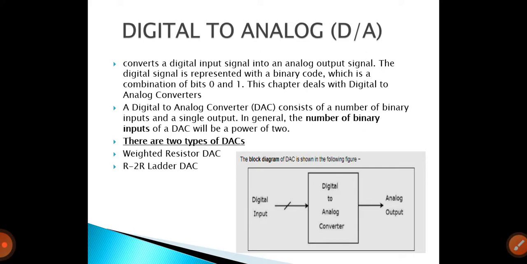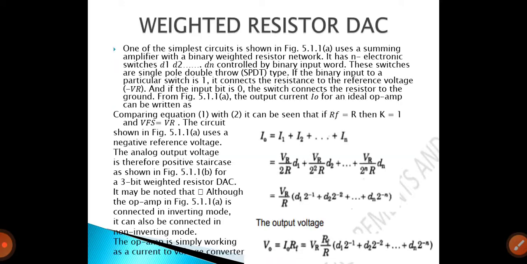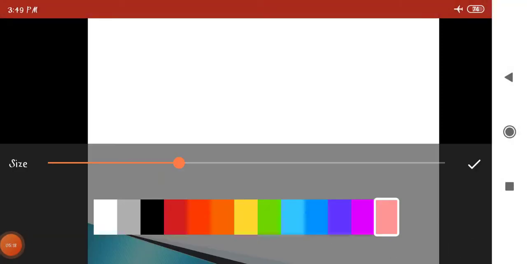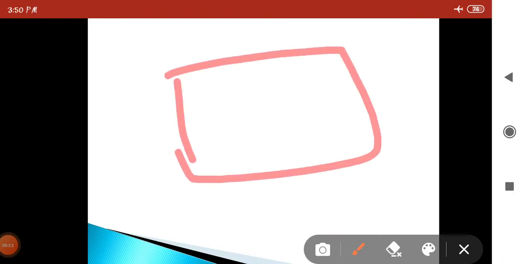Right, it has a digital input, the digital to analog converter, and an analog output. This is the way to convert digital to analog. There are two types. The first one is the weighted resistor, and the second one is the R to 2R resistor. I'm going to explain the digital to analog converters. I'm going to draw the block diagram of the DAC.